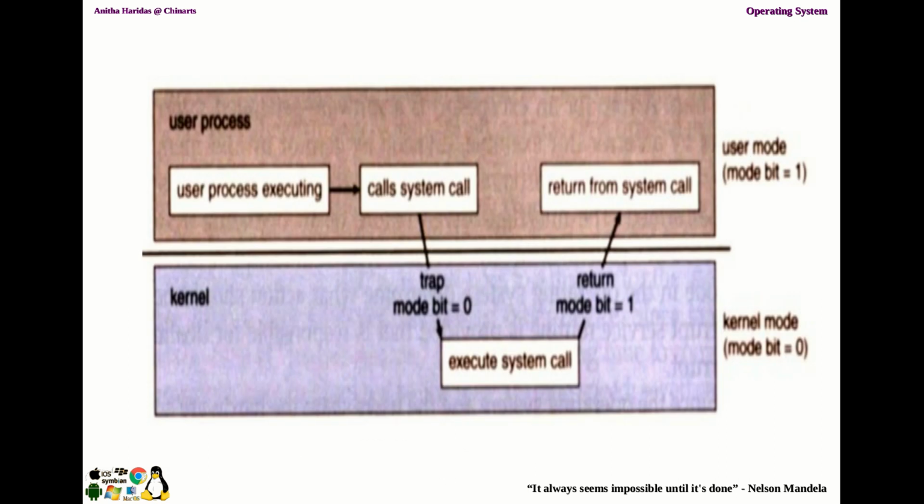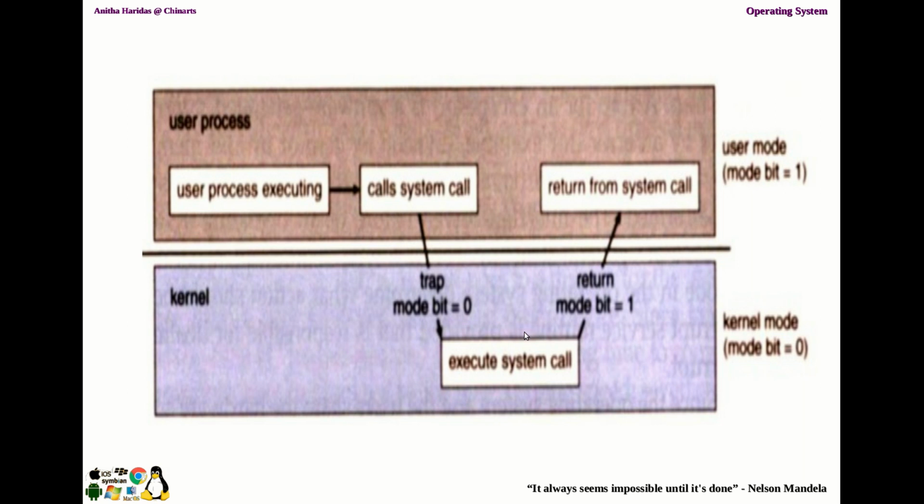So this is another diagrammatic representation. The user process will be executed. Whenever you have functions like printf or scanf, automatically the user process will be calling the system call. When it calls the system call, the execution mode will be switching from the user mode to kernel mode, and the mode bit will be changed. All these points we had already discussed.